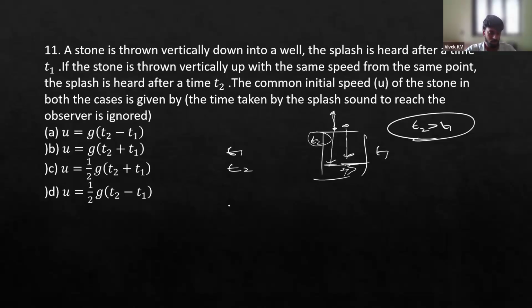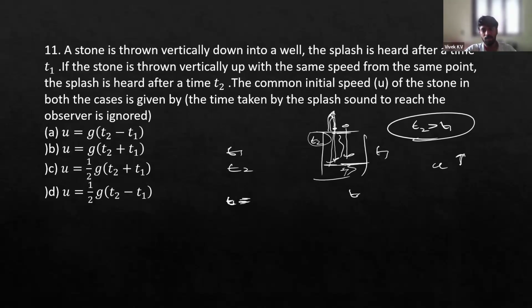If I'm considering the upward case time t2, that is a combination of the upward time. In the second case, the object is thrown upward initially and then the object is coming down. So the time t2 is nothing but the upward time plus t1. Because the initial speed is the same, it will be the upward time plus the extra time that is taken.